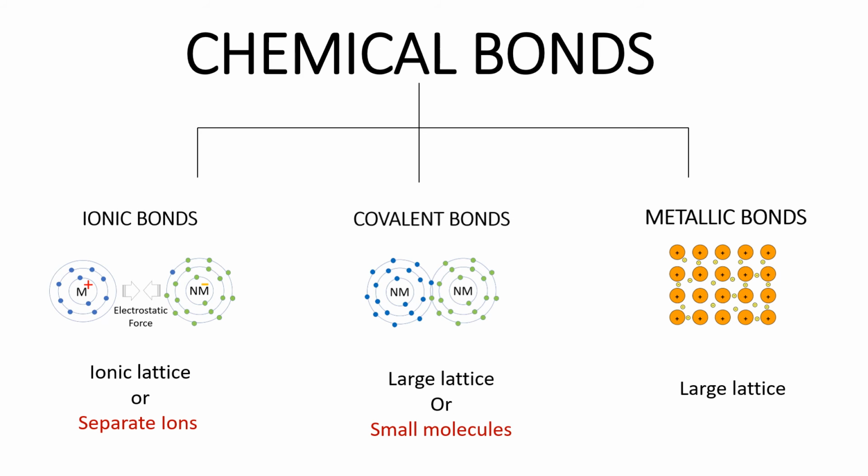When we consider the separate ions in ionic bonding and these small molecules, we want to consider the attraction between these molecules and ions. We call this intermolecular attractions. This intermolecular attraction will affect how some compounds form in this macro world.